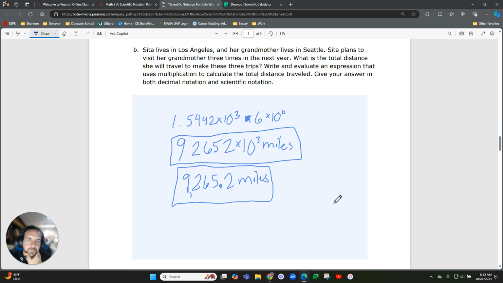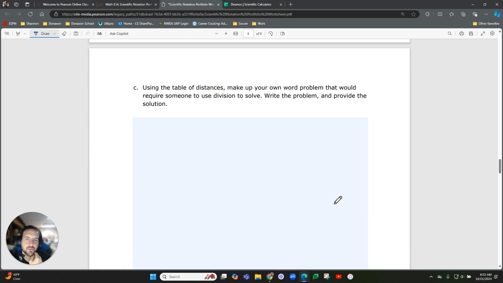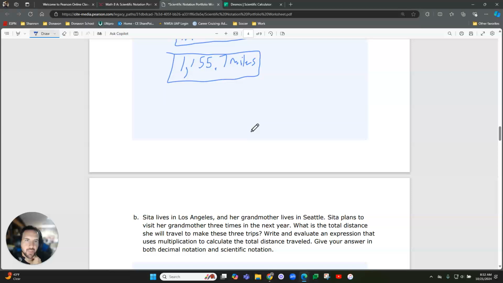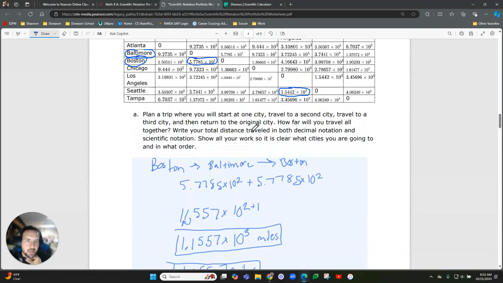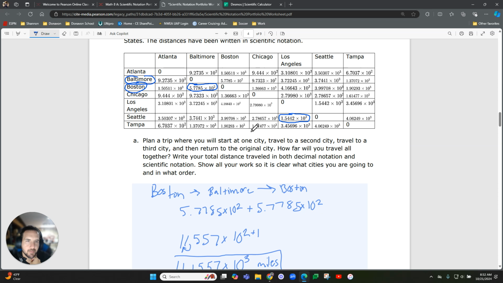That's it for that one. All right, last thing that we're going to do for this worksheet. It says, using the table of distances, make up your own word problem that would require someone to use division to solve, write the problem, and provide the solution. Okay, so we need to come up with a division problem.